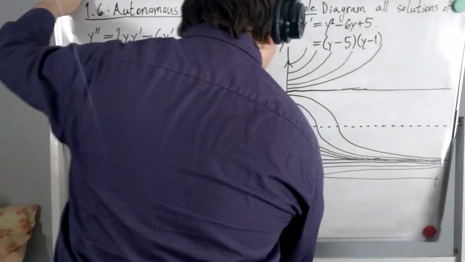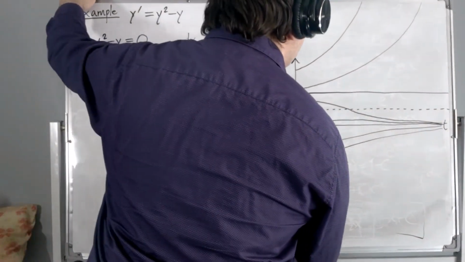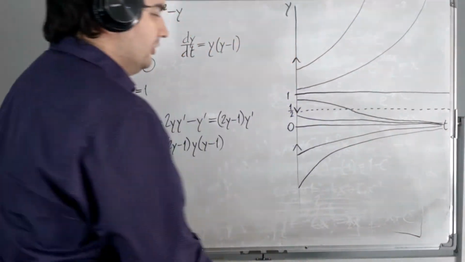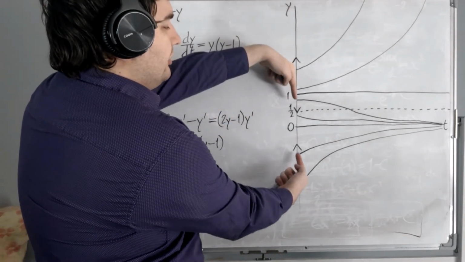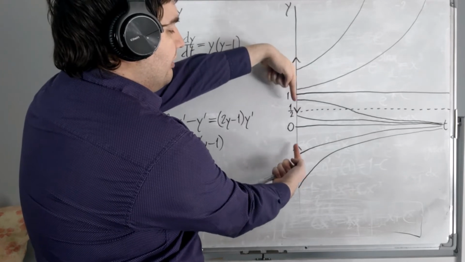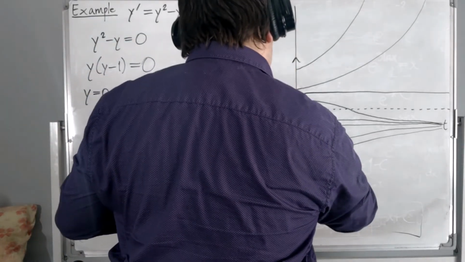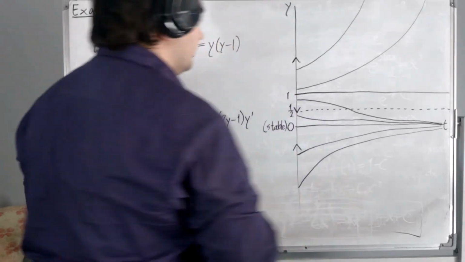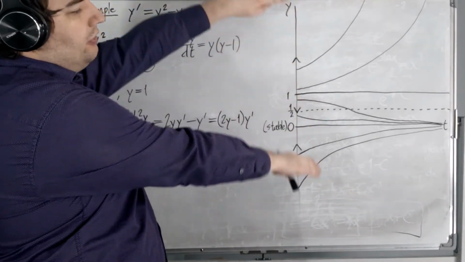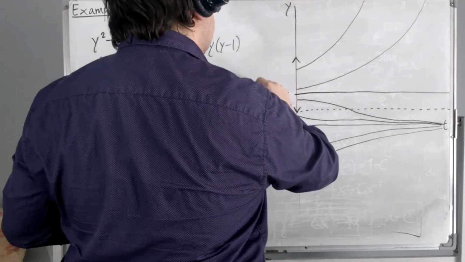Oh, by the way, I forgot to mention whether the equilibrium solutions were stable or unstable. So this one, the solution curves are coming towards it, and the phase diagram is pointing towards it. So this one is going to be stable. As for the other one, the solution curves are blowing away from it, so this one is unstable.